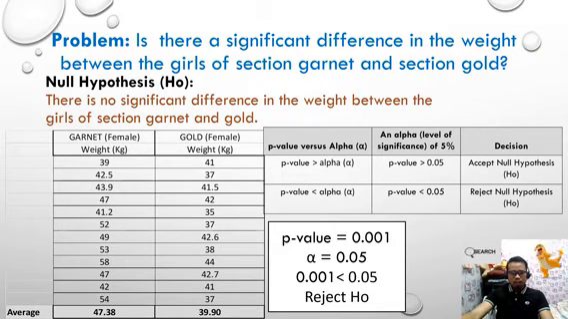So 47.38 and 39.90, we could say that after computing the p-value, their difference is significant. Okay? Their difference is significant. Now let us proceed to the next example.